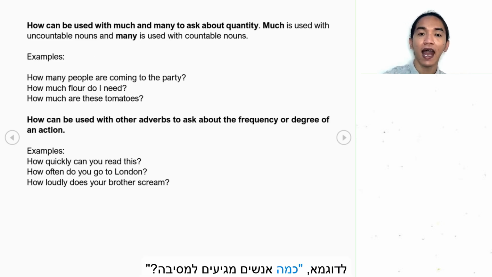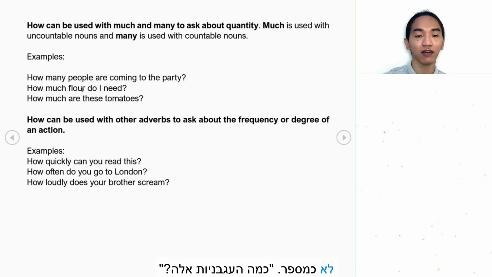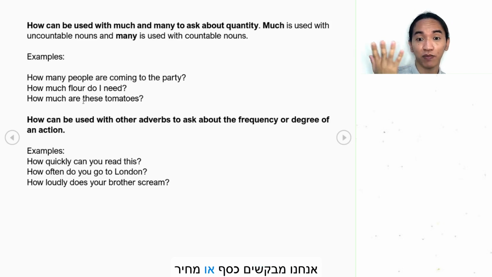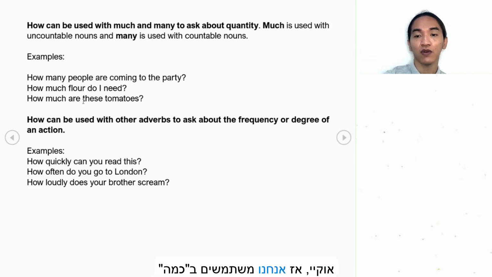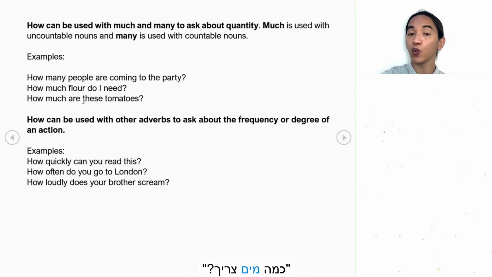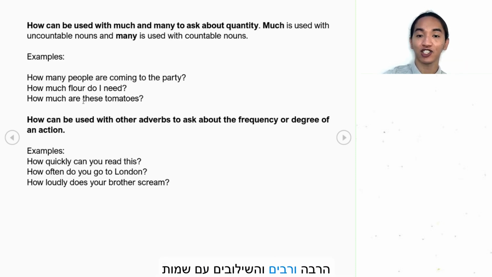Like for example, how many people, plural, are coming to the party? How much flour do I need? So flour here is an uncountable noun. How much are these tomatoes, which we're asking about money or price? So therefore we use how much. All right. So what else? How many pets do you have? How much water do you need? So all of these are asking about quantity, but please remember much and many, and their partner nouns.